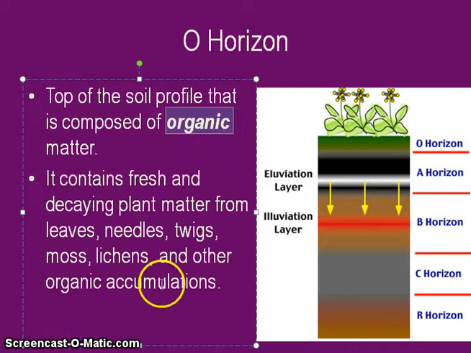And down here are just some examples of organic material, but it's called the O horizon because we're talking about organic material. Now remember, all different types of soil in different locations around the world are not going to have an O horizon because they're not going to have a lot of organic material. So if there is organic material there, you would have an O horizon.